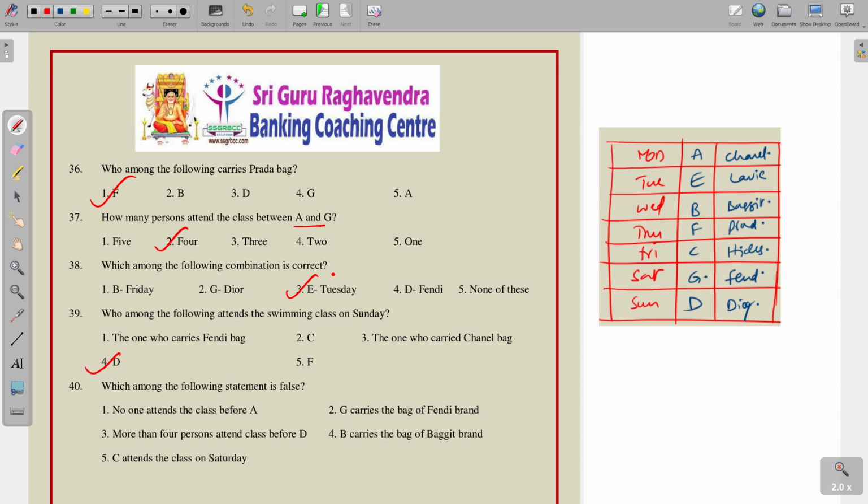Which of the following statements is false? No one attends class before A. True. C carries the Fendi bag. So it is also correct. More than 4 persons attend class before D. So it is also correct. B carries the baggage bag. So the last one is not correct.